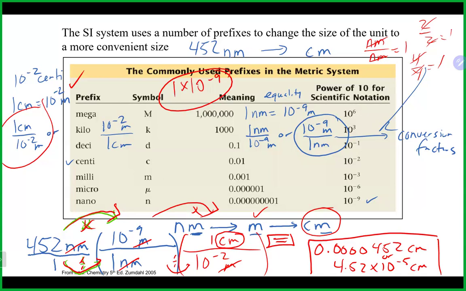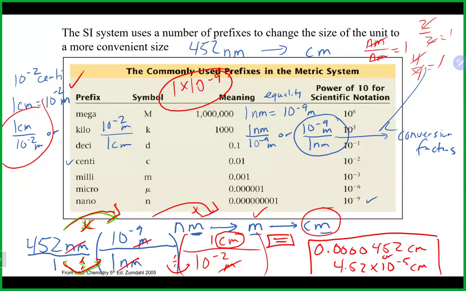And that is really the best way to go prefix to prefix, is to use the base unit as the intermediate, because you could very easily find these conversions here to take it from that prefix to the base unit and from the base unit to the next prefix unit. Any questions on that there?